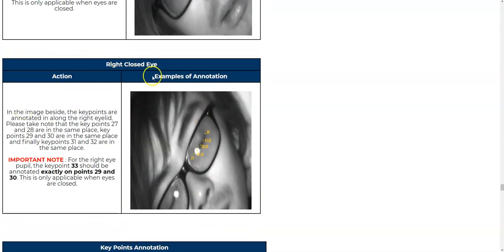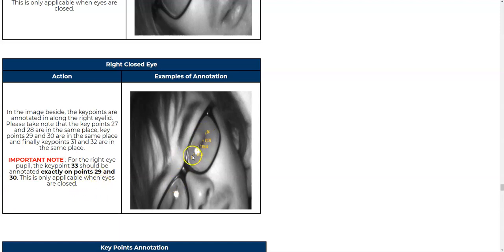For the right closed eye, the same rules apply here. For key points, we will be using key points 25, 26, 27, 28, 29, 30, 31, 32. For the right eye pupil, key point 33 should be annotated exactly on key points 29 and 30. This is only applicable when the eyes are closed.